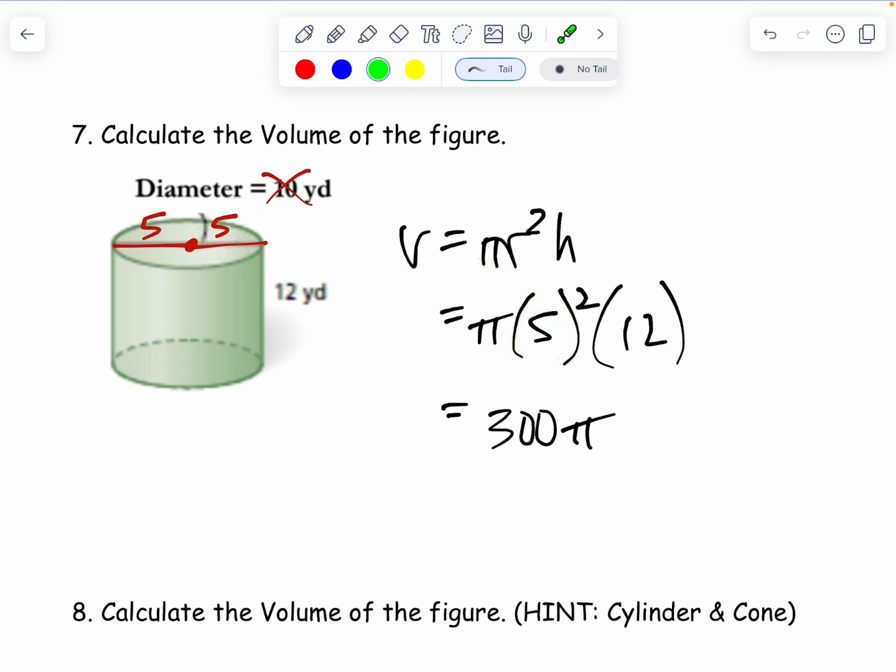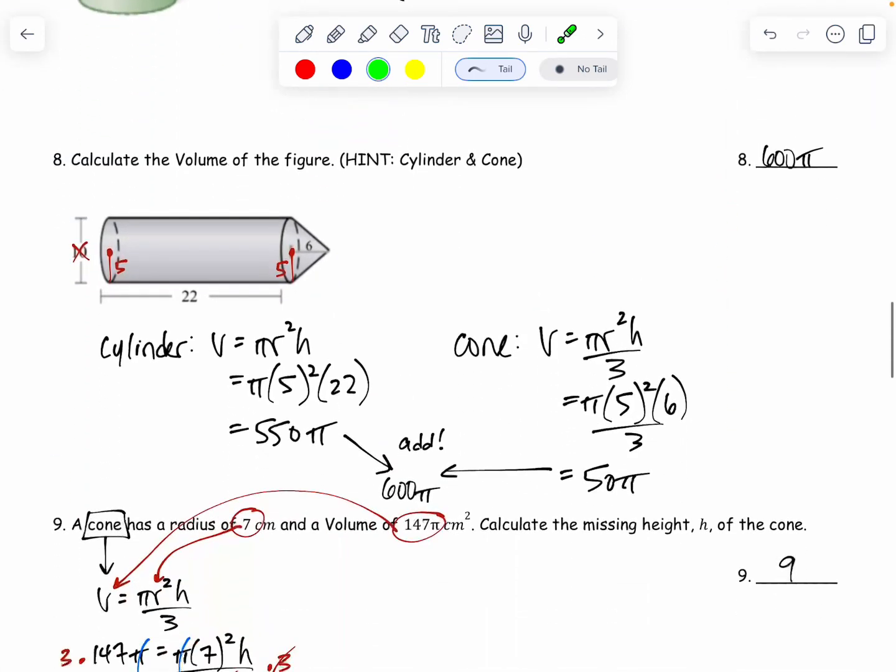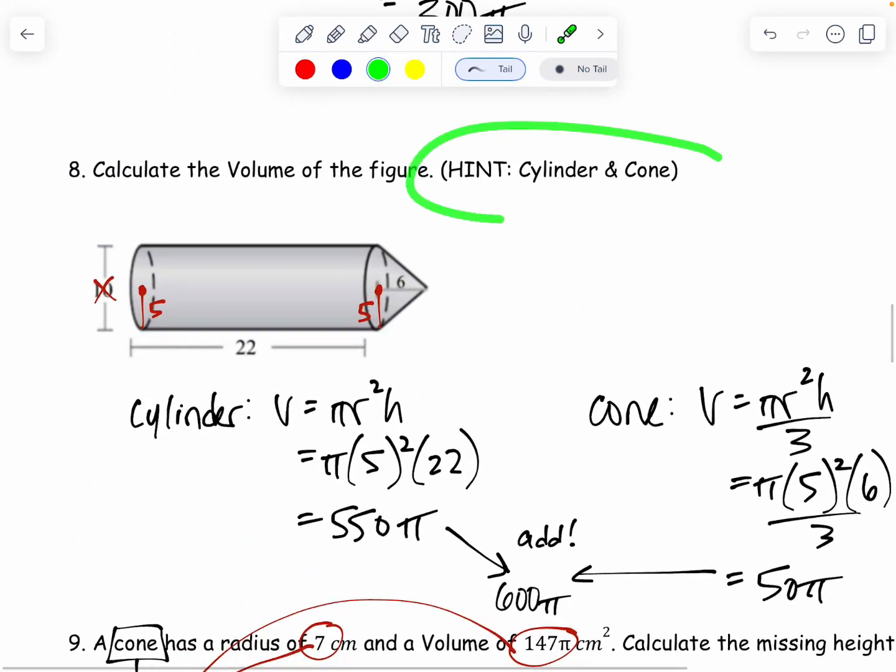All right, so the radius is 5, the height is 12, so I'm plugging in radius 5, I'm plugging in height 12, and make sure, here's how you type it in your calculator, 5 times 5 times 12 should give you 300. Number 8, I gave you a huge hint here. Those of you that came up and asked me about this during class said, how do I do this one?